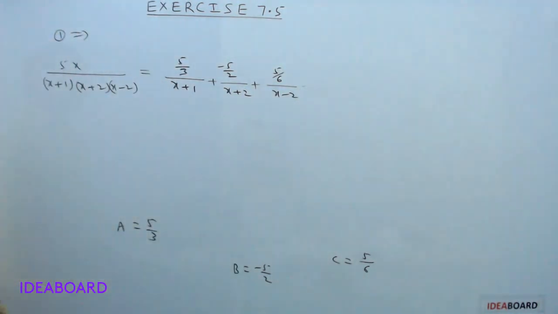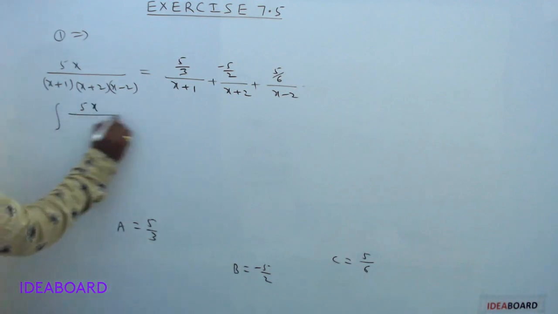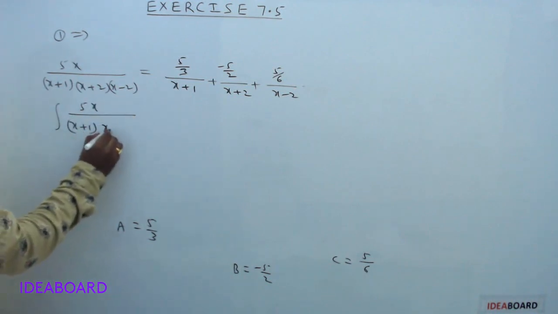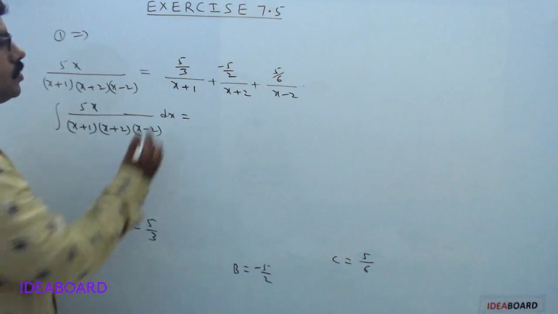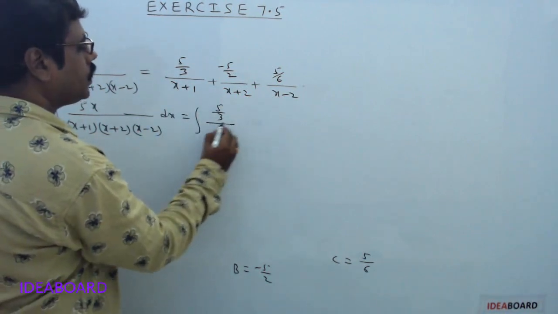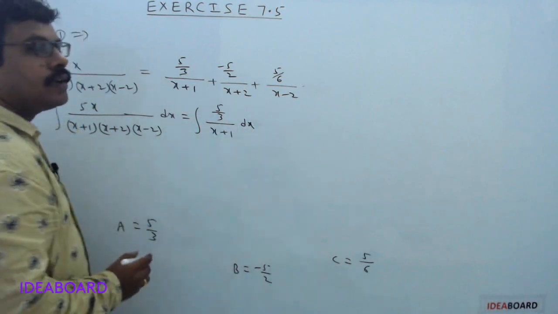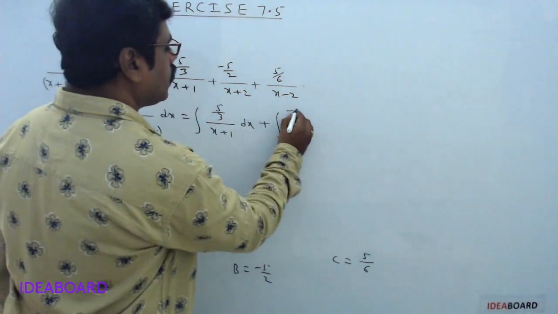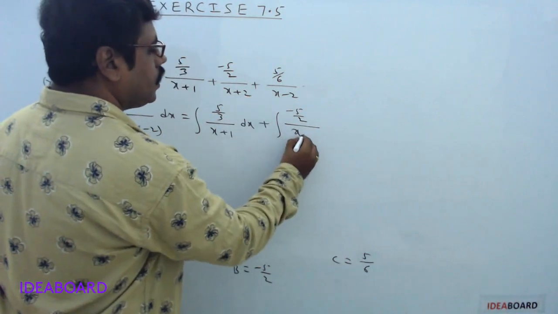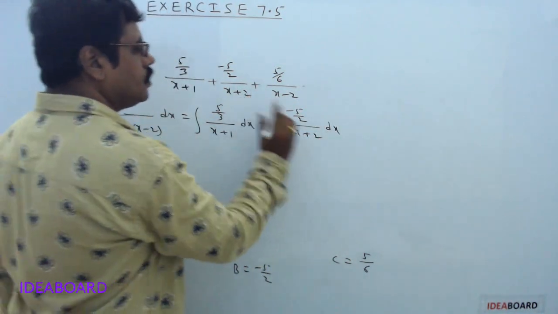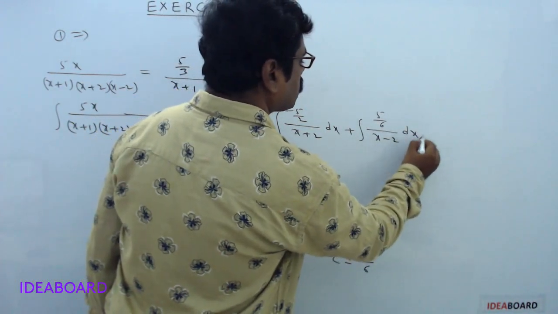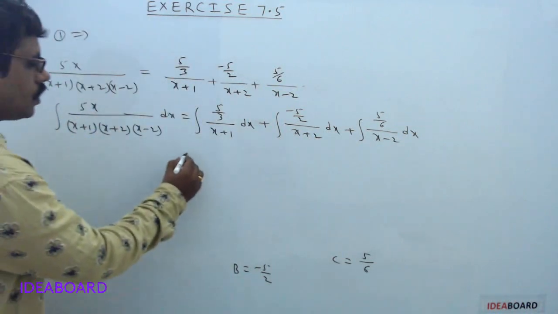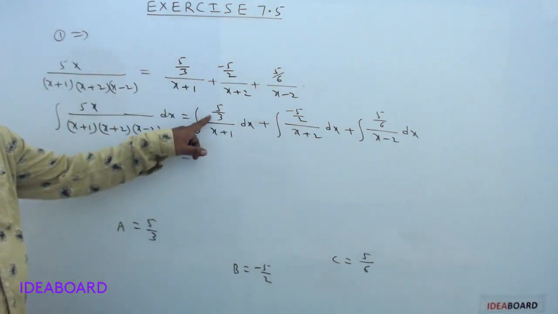Okay. Now integrating on both sides with respect to x. So integral 5x divided by x plus 1 into x plus 2 into x minus 2 dx equals to, this is integral 5 by 3 divided by x plus 1 dx plus integral minus 5 by 2 divided by x plus 2 dx plus integral 5 by 6 divided by x minus 2 dx.